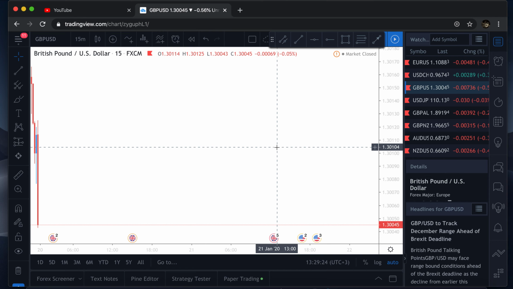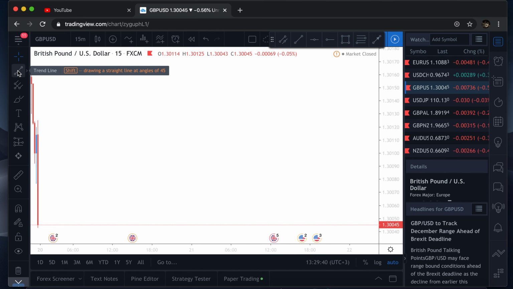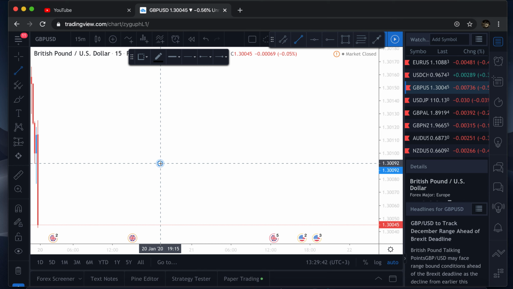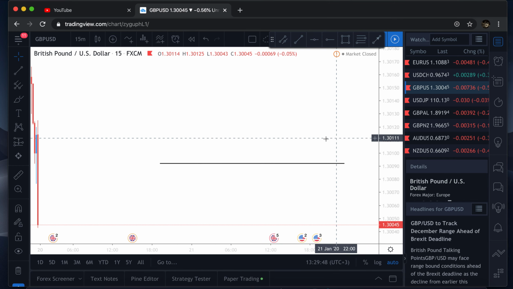So, what is support and resistance? First of all, you guys have to understand what support and resistance really is. Support, you can already tell, is something that supports you, in general. In the trading world, support is a line or an area that helps the price move up.